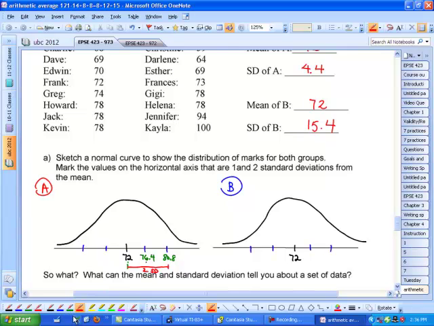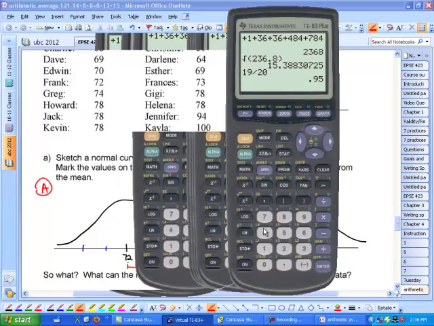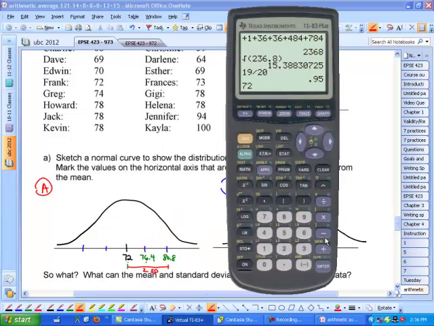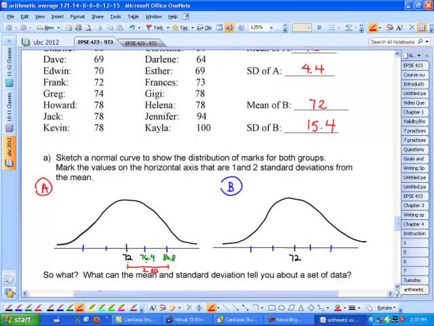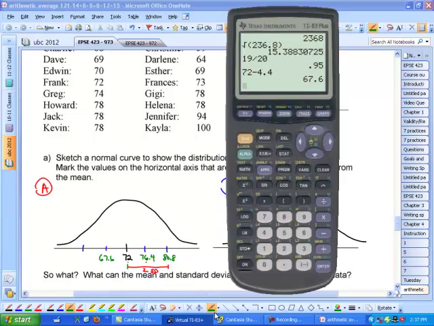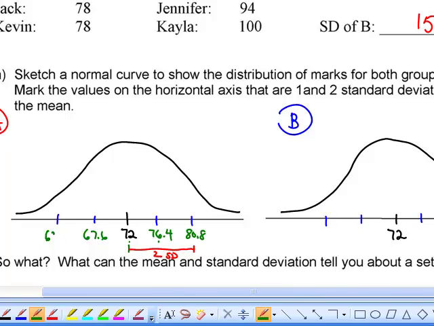If I want to go 1 standard deviation to the left, I'm now going to take my value of 72, which is the mean, and subtract my standard deviation of 4.4, and that gives me 67.6. And we can do the same thing again to find out that next value, which would be negative 2 standard deviations away. That's 63.2. Okay.